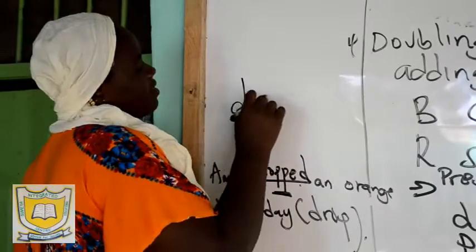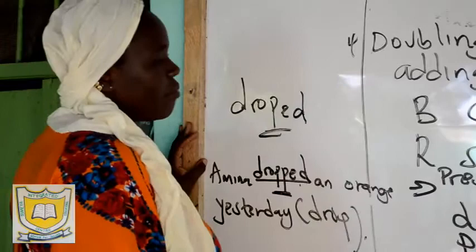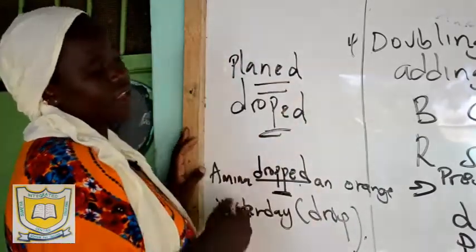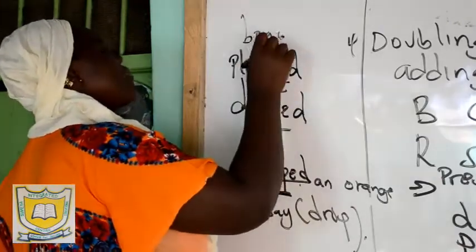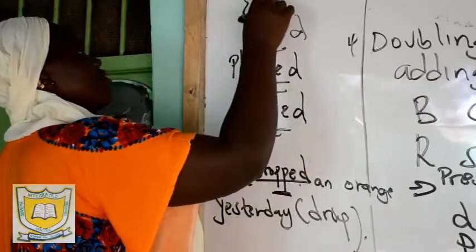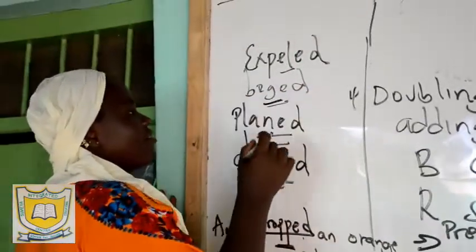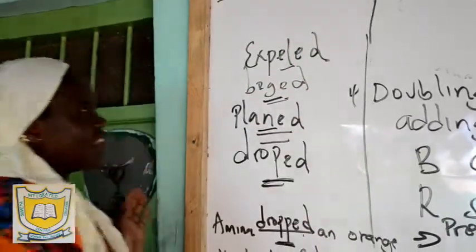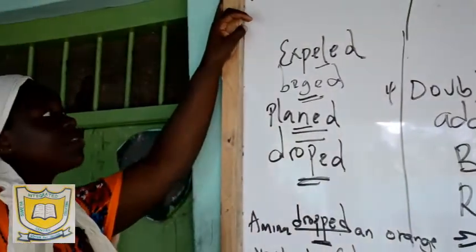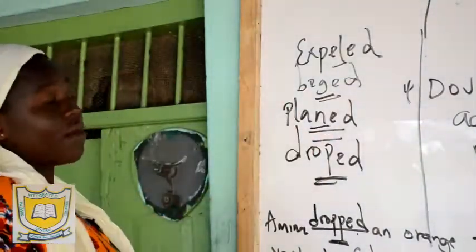But you will realize that some of you are going to come up with the wrong spelling, maybe especially when you're writing your composition. Someone is going to say, we planned how to run away, with a single N. Somebody is going to say, the beggar begged for food, with a single G. Somebody is also going to say, she was expelled from school. You have a single L, a single G, a single N, a single P. But even just by looking at the words, you realize that the spellings are wrong. But most of you write this when it comes to your compositions.